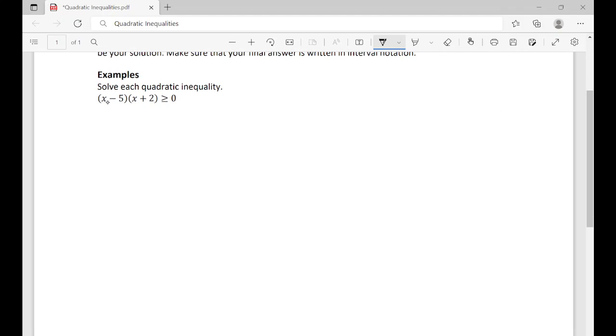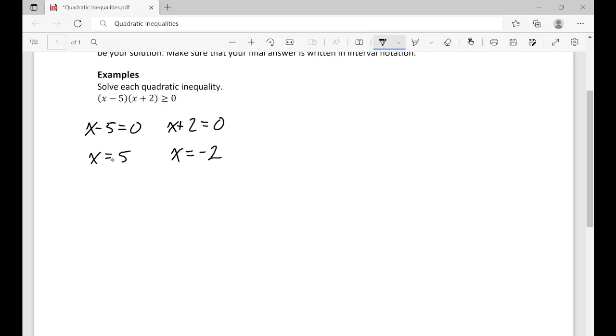So first we have the inequality (x minus 5)(x plus 2) is greater than or equal to 0. So it's already factored for us, which makes life easier. So we're going to set each one of these individually equal to 0. So x minus 5 equals 0 and x plus 2 equals 0. So add 5 over, x equals 5, subtract 2 over, x equals negative 2.